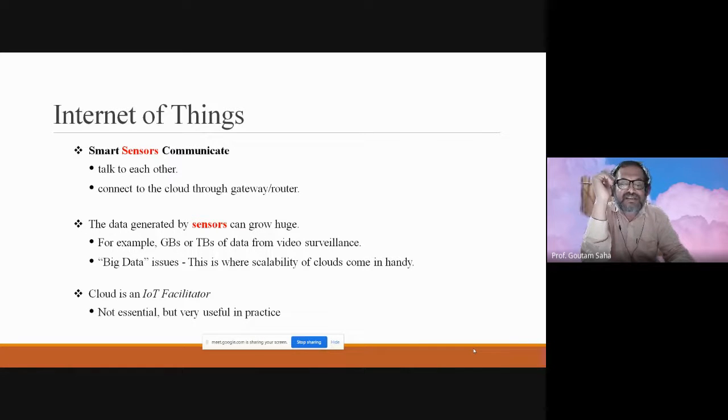Data generated by the sensors can grow. Now, if I tell you about the sensors of the Iraq war field, they were sending video signals. These sensors are standalone things with small batteries. And if the sensor sends video data, what does that mean? A huge amount of data.